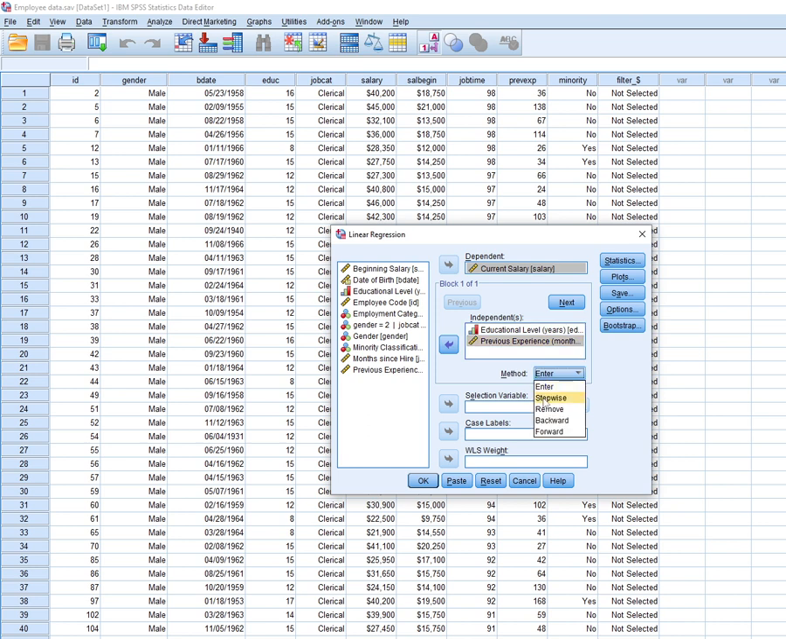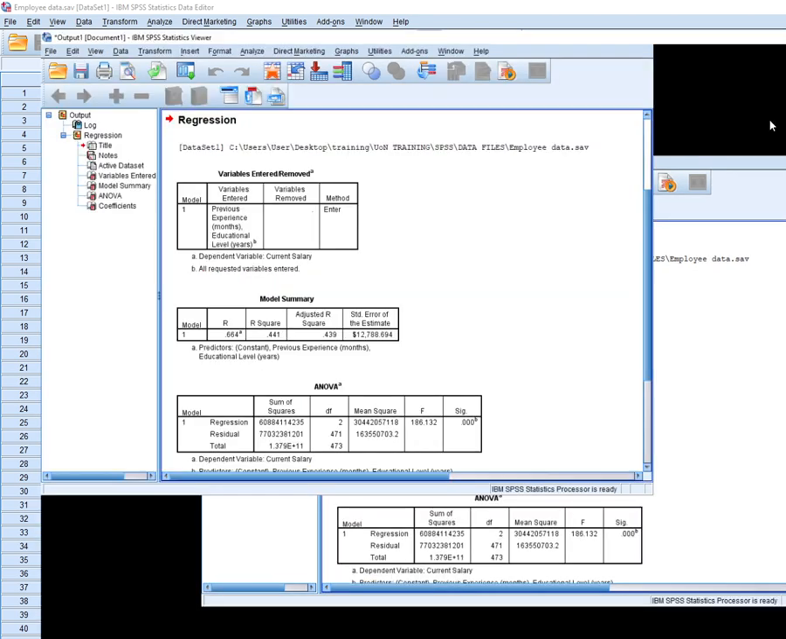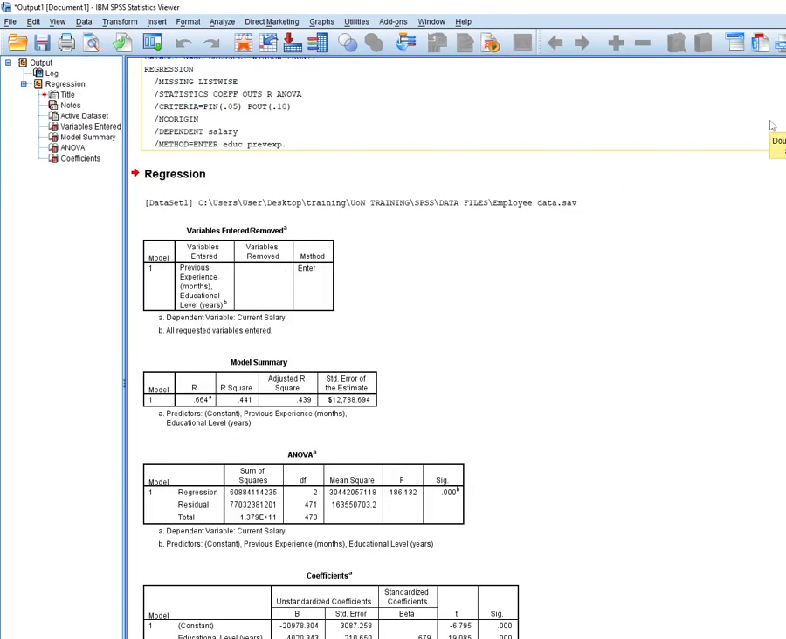You can do regression in what you call stepwise, and for stepwise, this is where you give the software the power to decide to enter each variable into the model one at a time. But let's first understand the basics of regression before we jump into things like stepwise and so forth. So I'm just going to click OK, and we'll go step by step in interpretation.